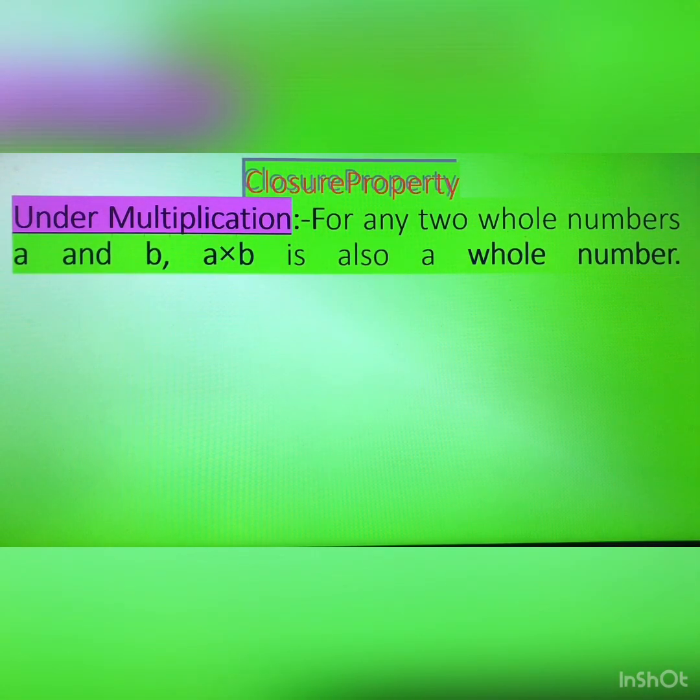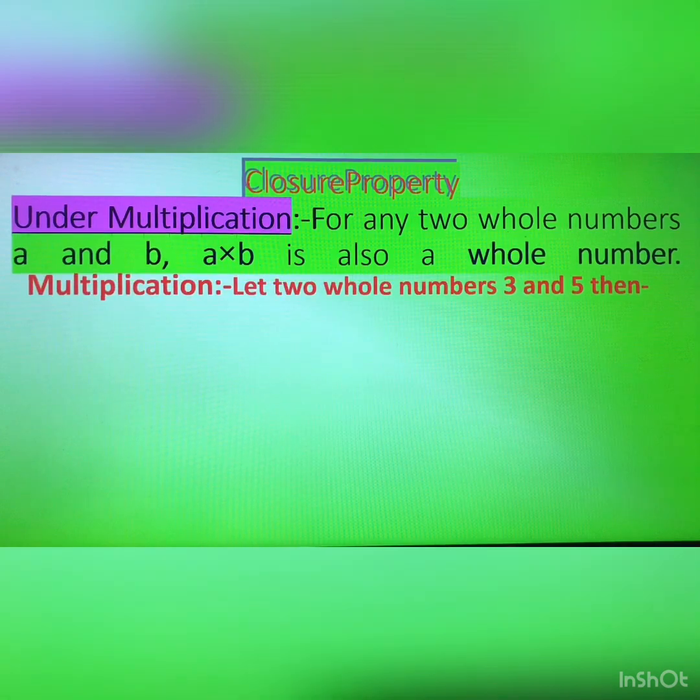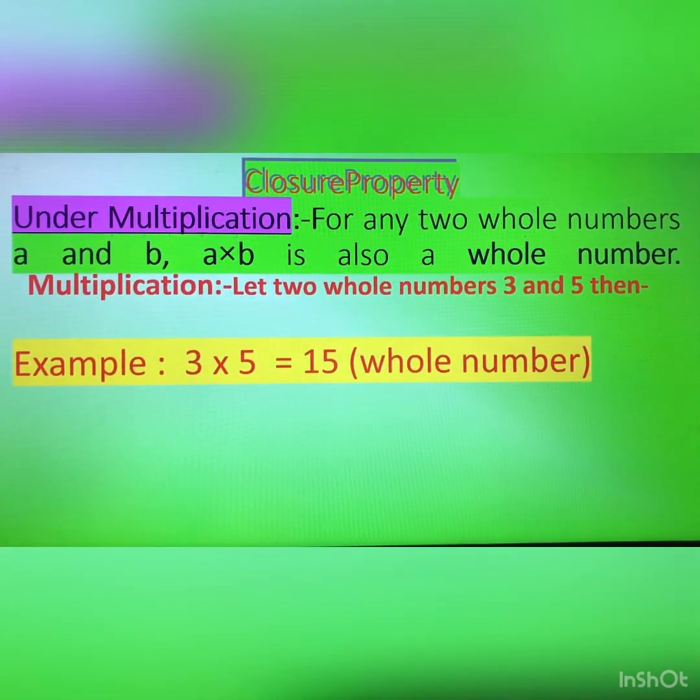Now closure property under multiplication. For any two whole numbers A and B, A into B is also a whole number. Means if we multiply any two whole numbers, then we will get a result, and the result is also a whole number. Let us understand it with an example. Let two whole numbers be 3 and 5, then 3 into 5 equals 15, and 15 is also a whole number. Therefore, closure property under multiplication will hold.